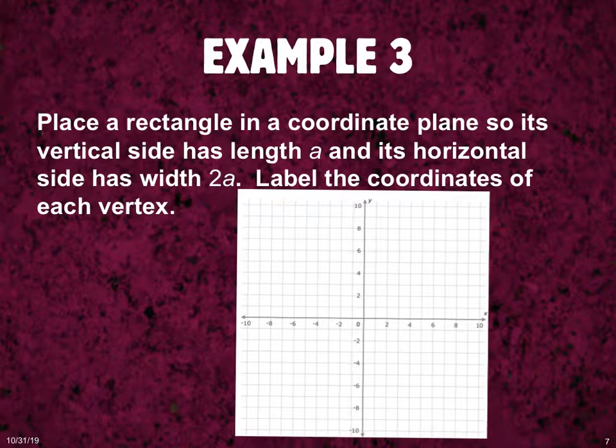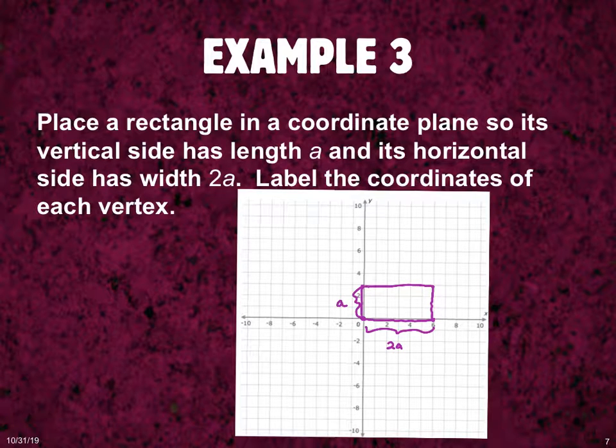So if I plot my first point here, and I want my vertical side to be half the length of the horizontal. So whatever I make the horizontal, let's say it's here, this side is 2A. And because I made it 6 units, I'll go up 3 units. This side is A. And you can make that any length you want as long as the horizontal is double the vertical.